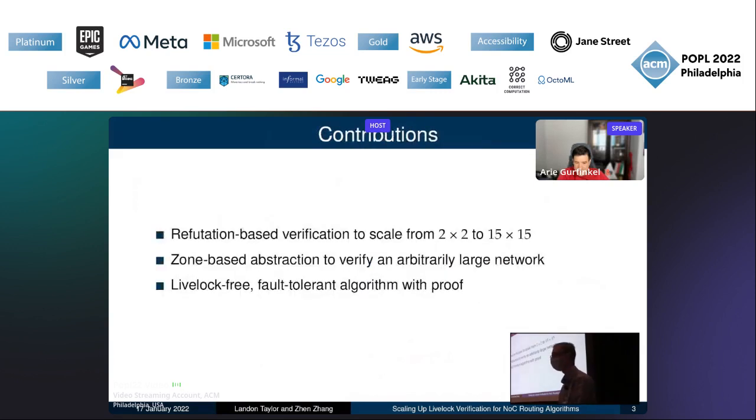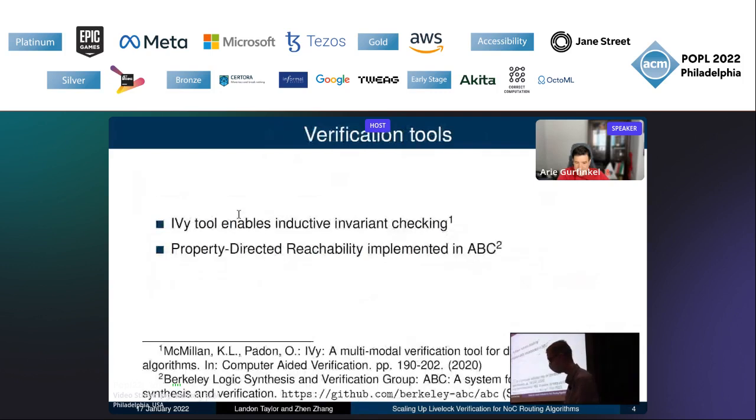So our work provides three main contributions. We present a refutation-based verification approach that lets us scale our verification from a 2x2 network to a 15x15 network. We then use a zone-based abstraction method to verify correctness on an arbitrarily large network. And our main contribution is a livelock-free fault-tolerant routing algorithm, along with a proof of that algorithm's correctness.